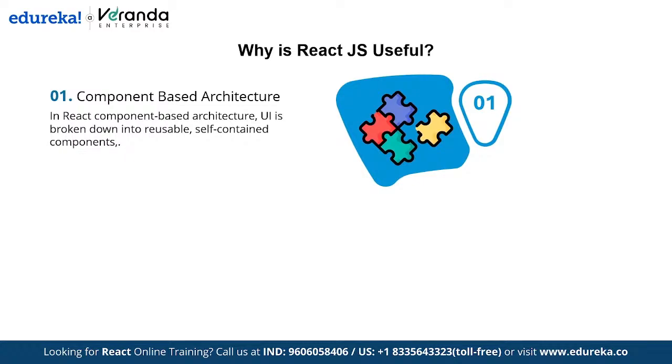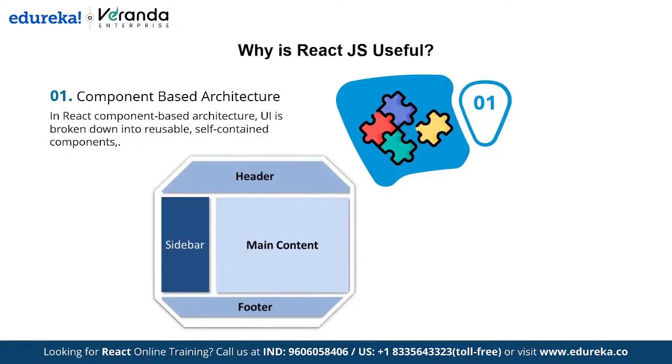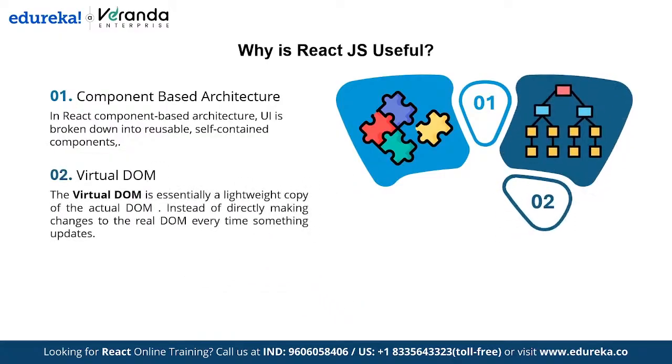In React component-based architecture, UI is broken down into reusable, self-contained components. Each component has its own structure and behavior. In this layout, the page is divided into different parts: a navigation bar at top, a sidebar at right, and the main display area. In React, we build each of these sections as individual components, meaning each one can function independently.